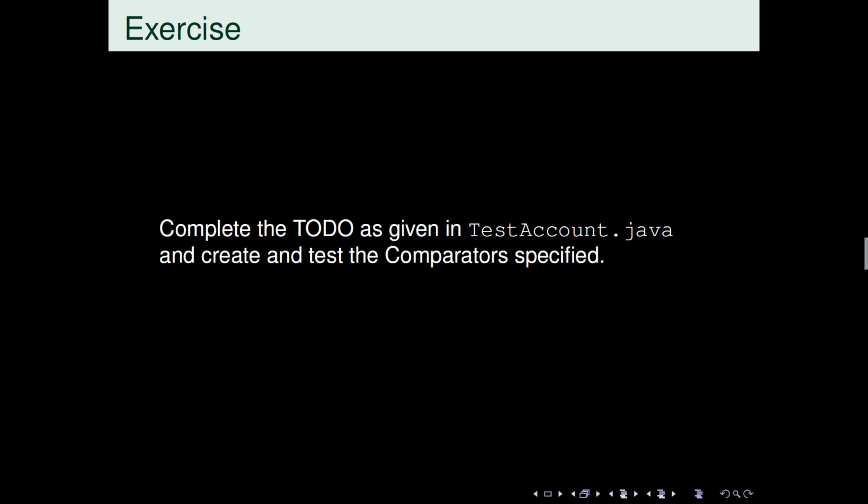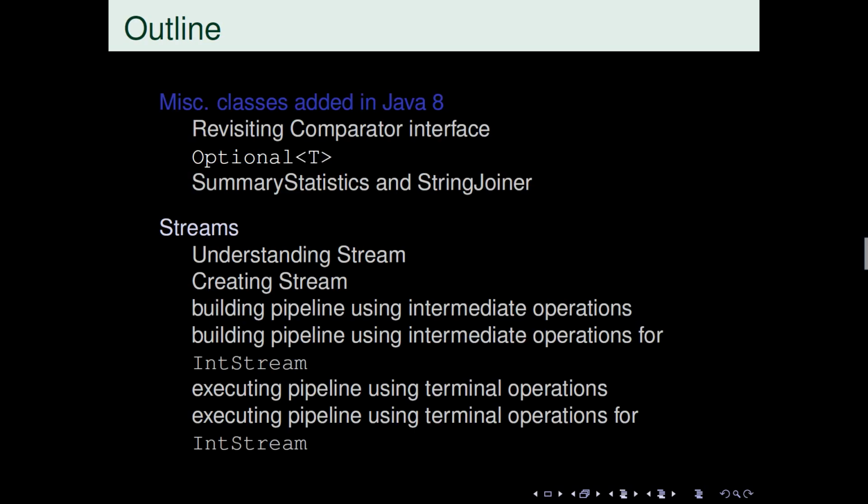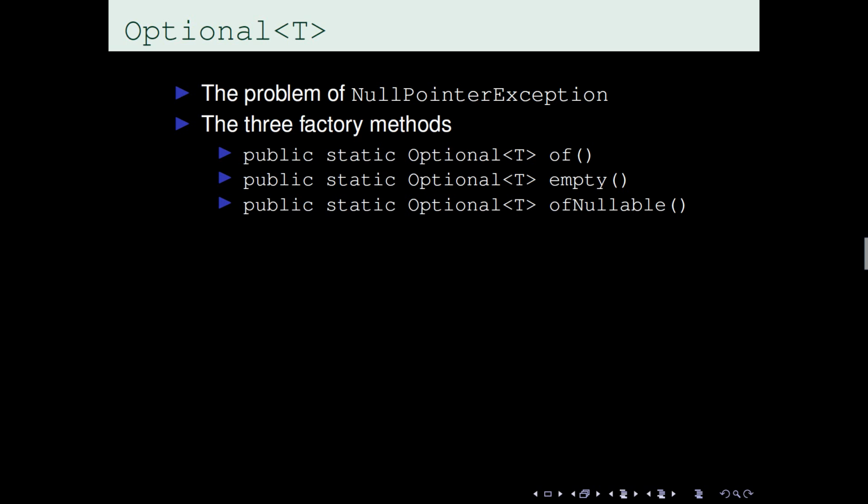Fine. So I expect you to finish the comparators. Okay. Let's proceed and look at this class called Optional. The whole idea of Optional, what is this Optional for? What is the idea? The problem of null pointer exception. Fine. I know.